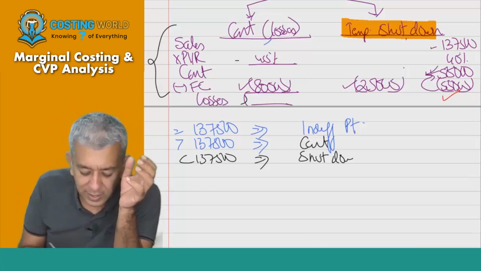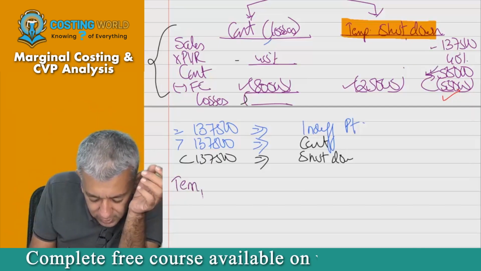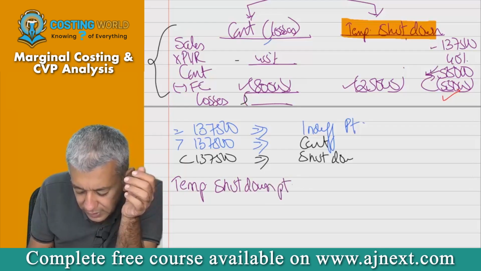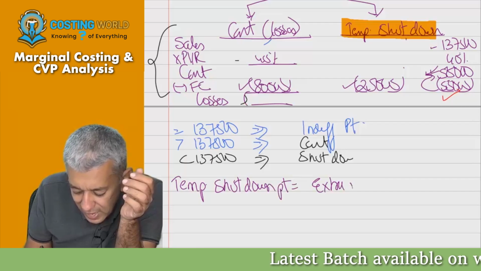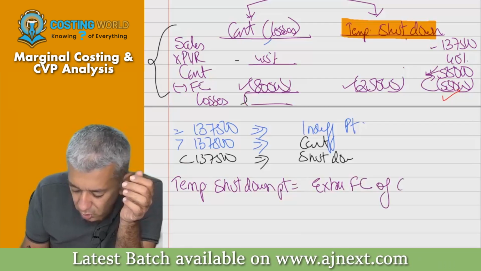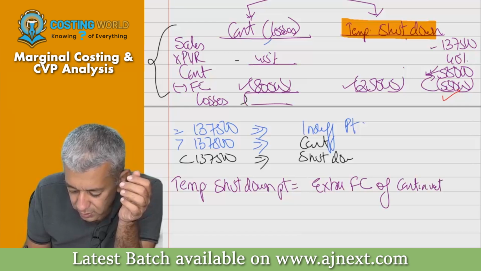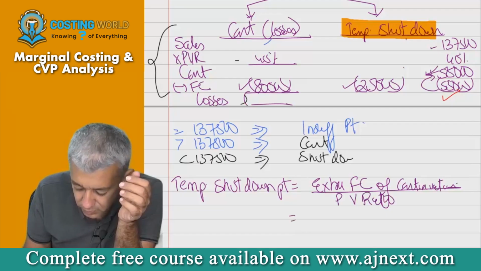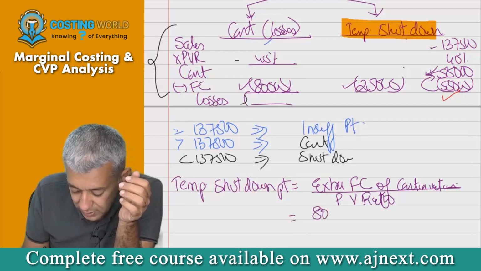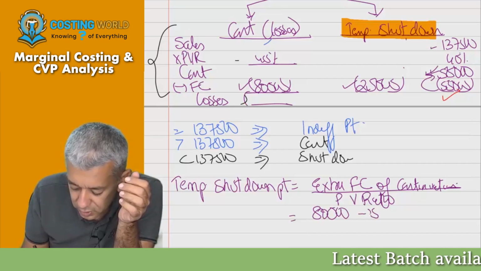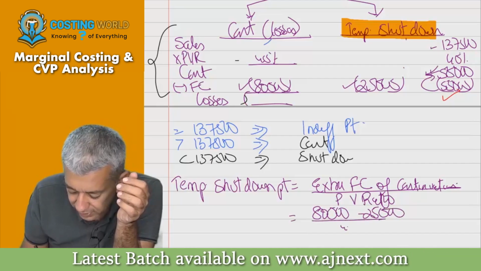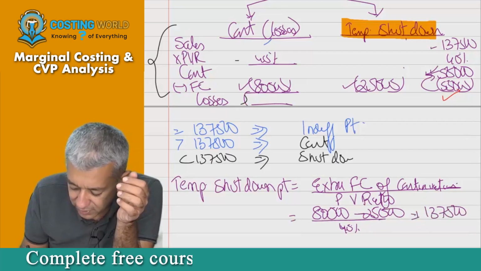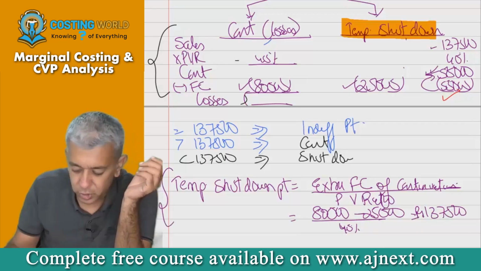137,500. If you think like this, I can give you a formula also. Don't write yet. Temporary shutdown point is equal to the extra fixed cost of continuation divided by, in this particular case, the PV ratio. So therefore it will be 80,000 minus 25,000 divided by 40%. This figure will give you 137,500. You all can copy down this, please. Only copy down this much.